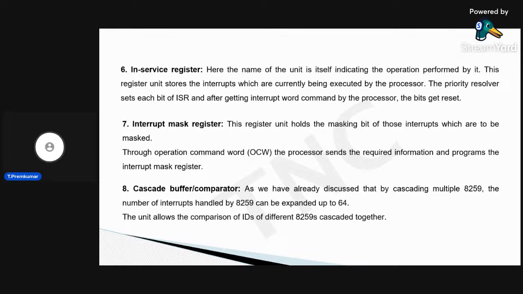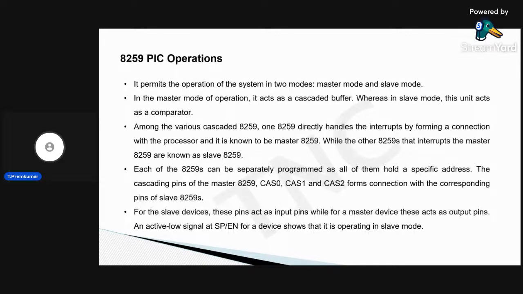Cascade or buffer comparator. As we have already discussed, by cascading multiple 8259s, the number of interrupts handled by the 8259 can be expanded up to 64. This unit allows the comparison of IDs of the different 8259s cascaded together. It permits the system to operate in two modes, that is, master and slave mode.